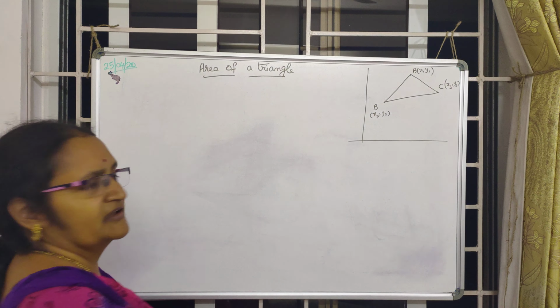That means if the 3 points are given to us, how to find out the area of the triangle, we are going to derive the formula there. Then based on that one, we will do a few more sums. Okay, now please look at it here.